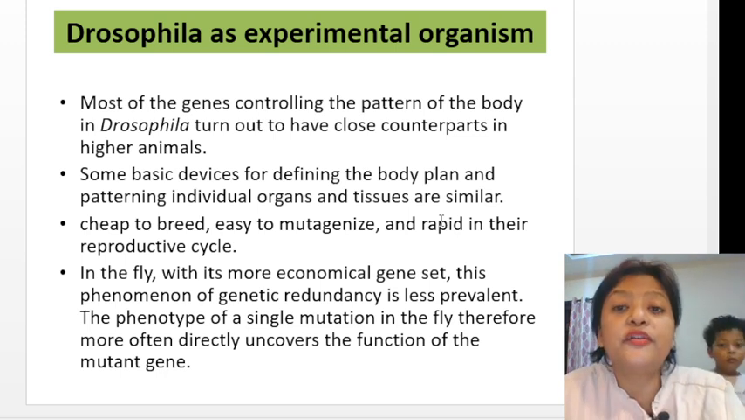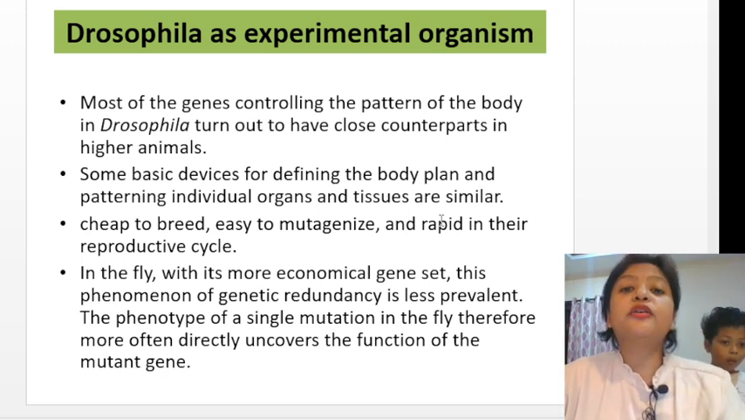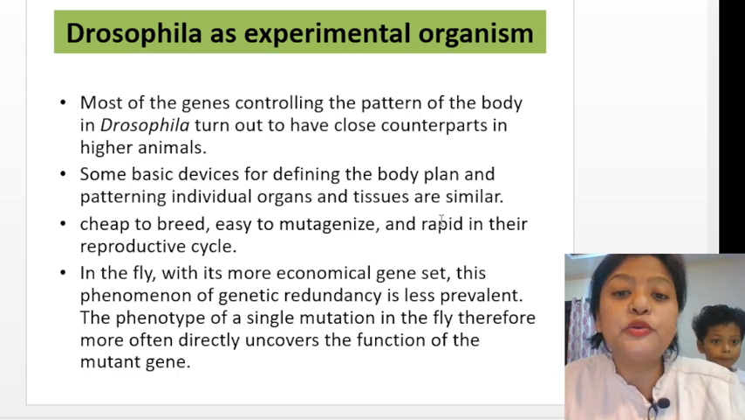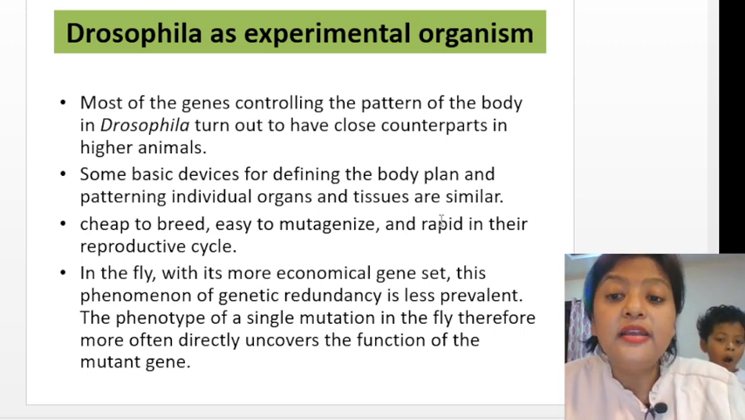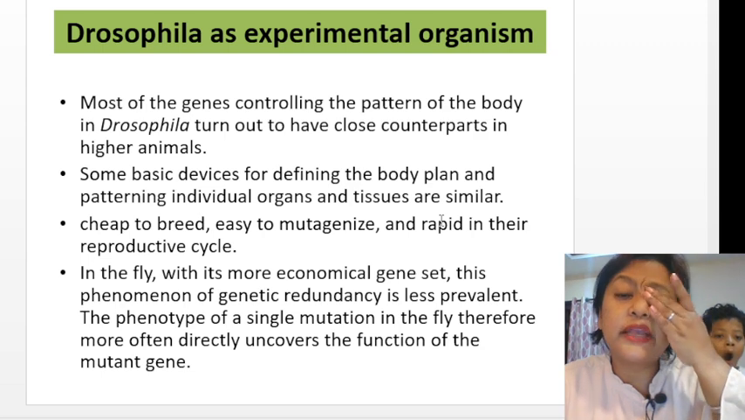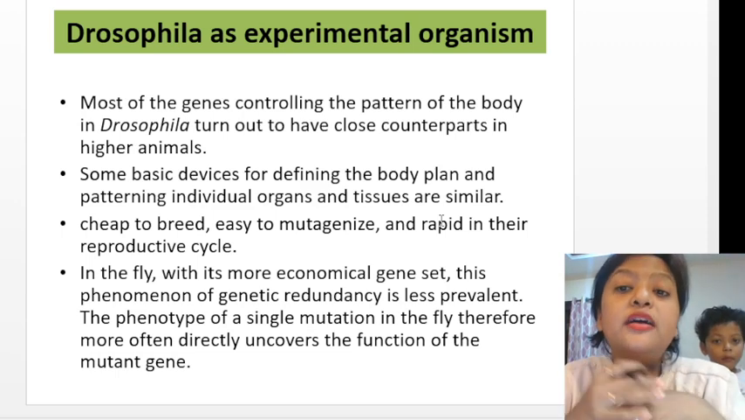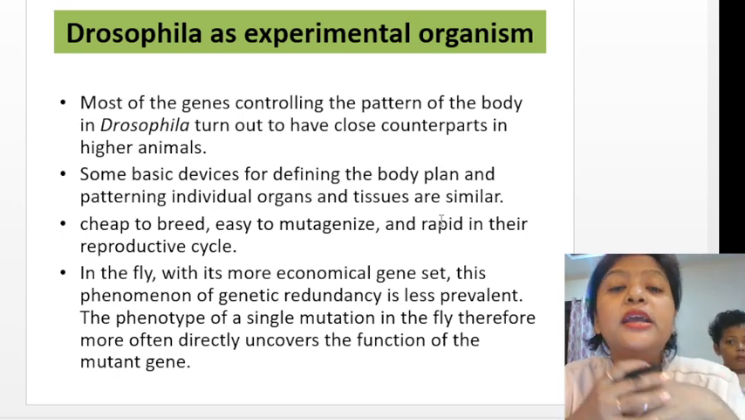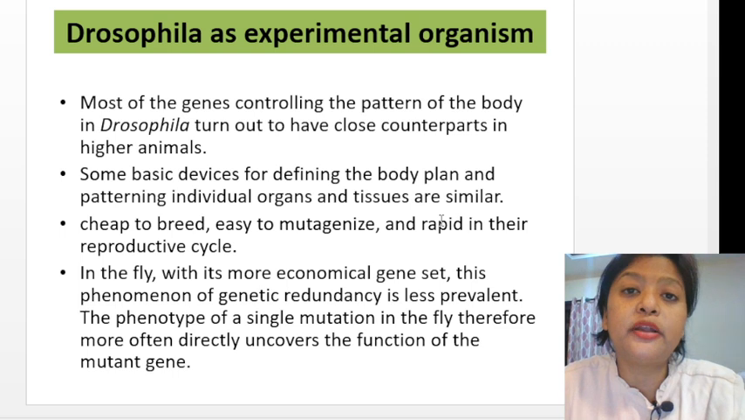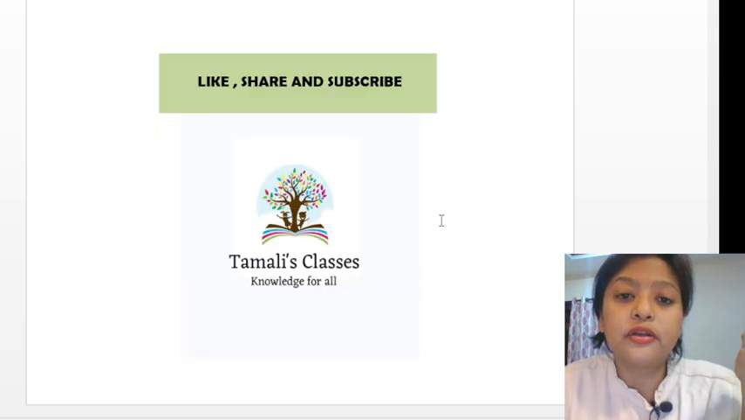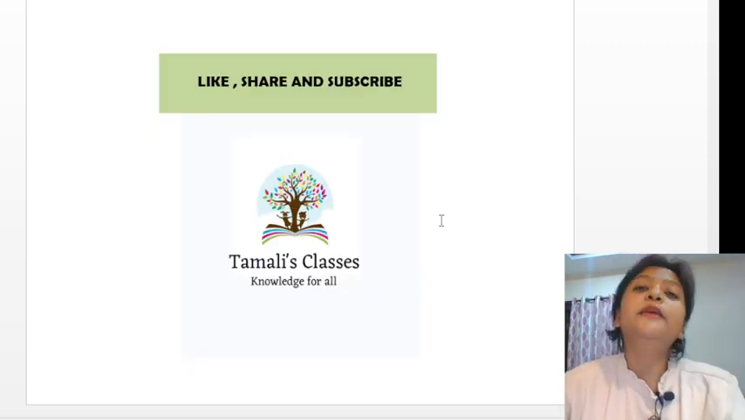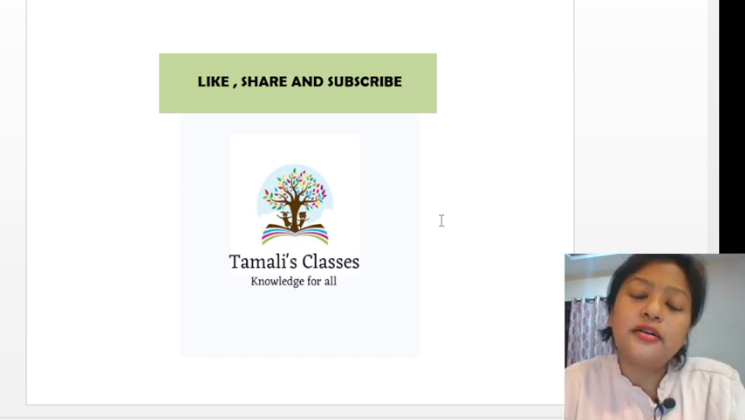So why is Drosophila used as an experimental organism? Because it's easy to use them. They are cheap to breed. They have a rapid reproductive cycle, and also the genetic redundancy is less. And the genes that control the patterning of Drosophila have close counterparts in the higher animals. We have already seen the torpedo and the gherkin protein out here, right? So this is all about the axis formation in Drosophila.